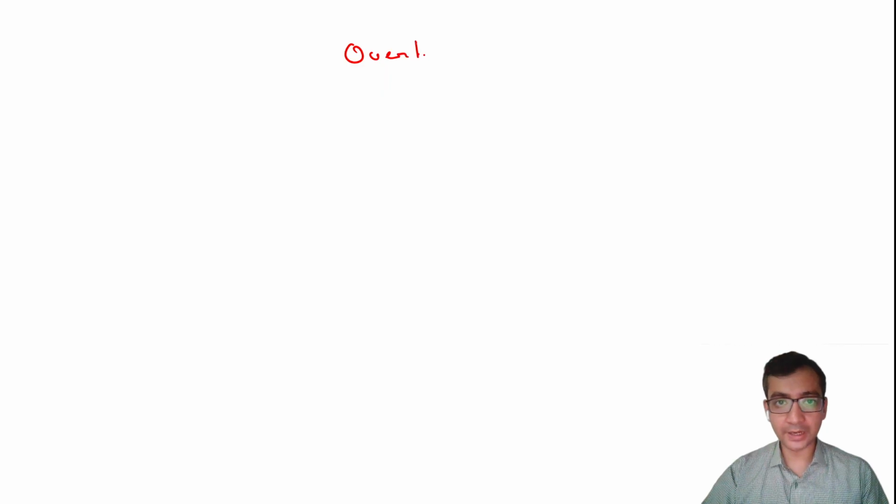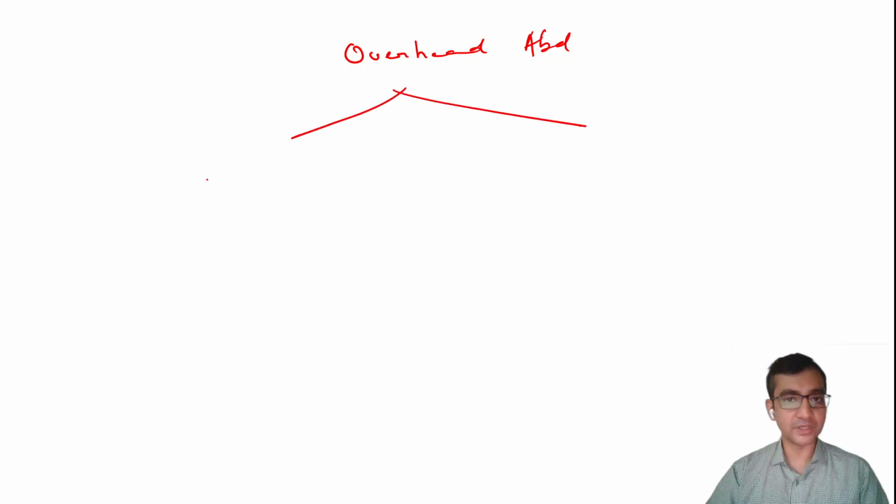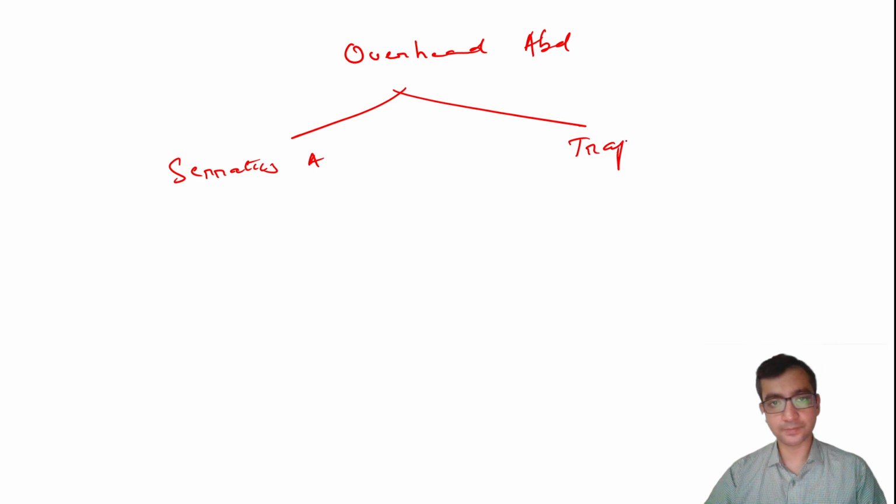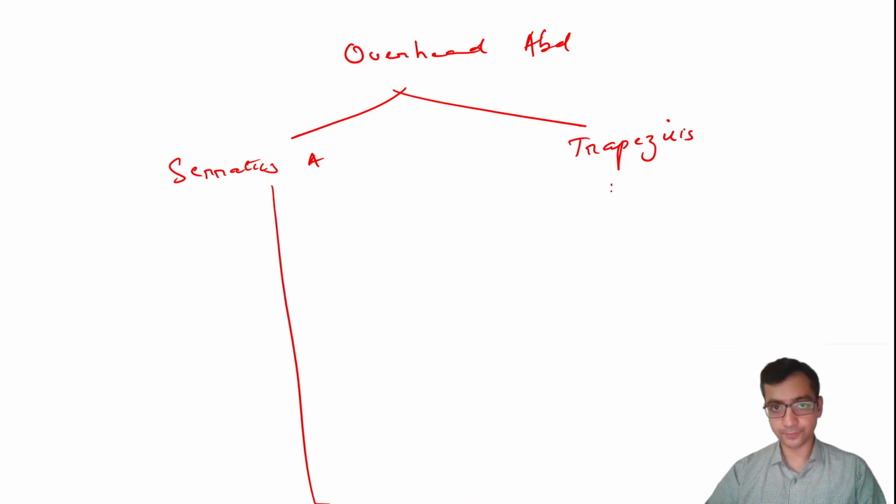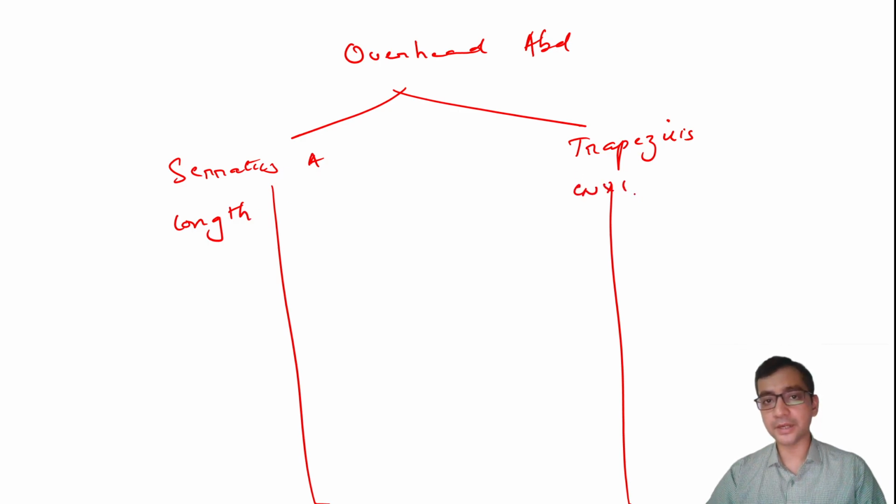So overhead abduction can be done by two muscles. There is serratus anterior and there is trapezius. The loss of both these nerves will lead to loss of overhead abduction. And this is supplied by long thoracic nerve and this is supplied by cranial nerve 11, also known as accessory nerve.